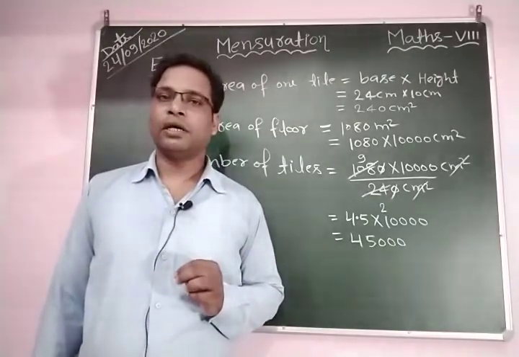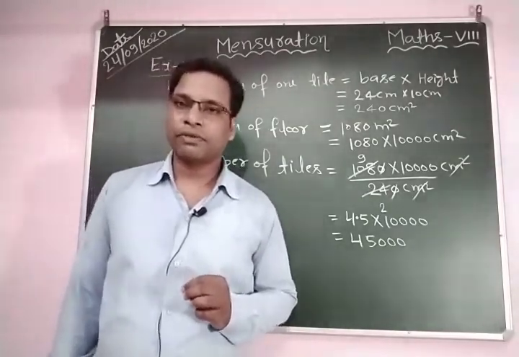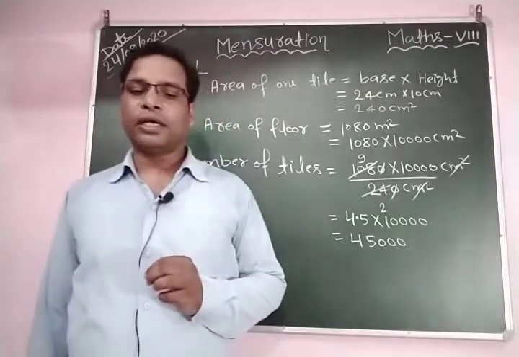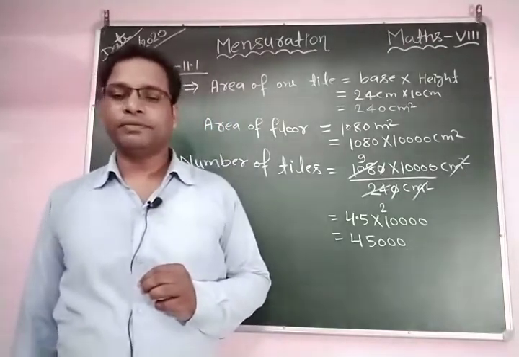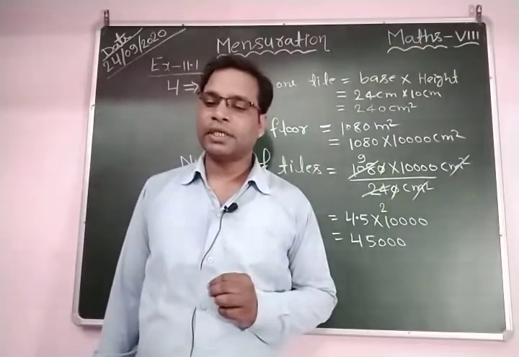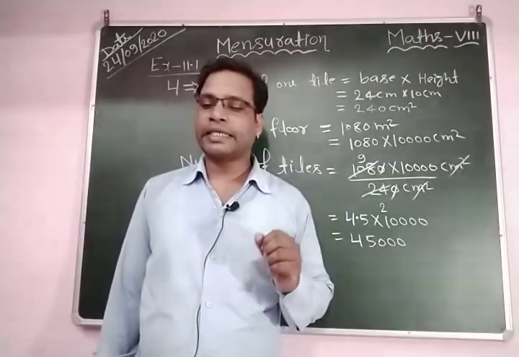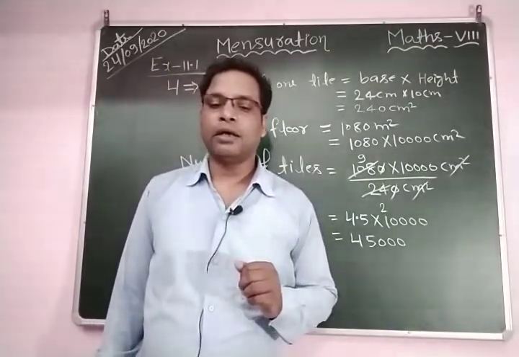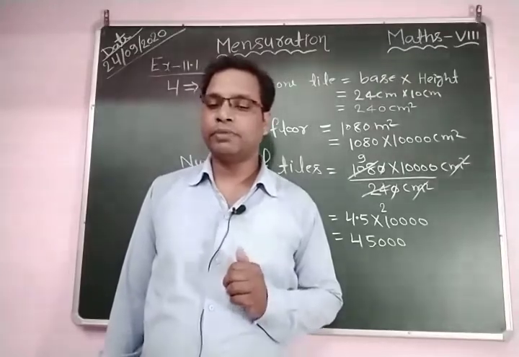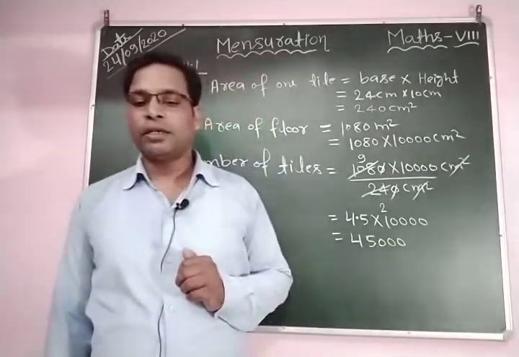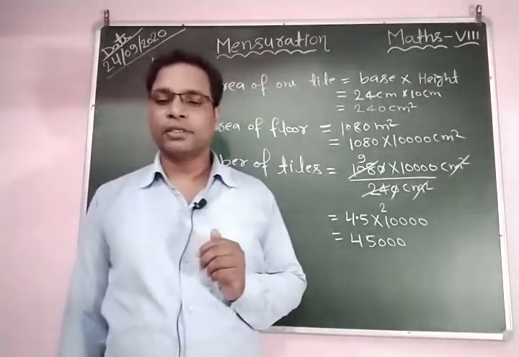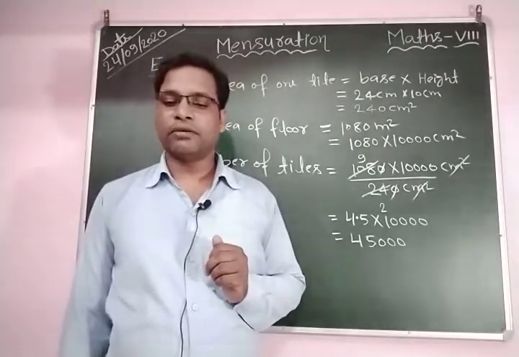Okay, so now we are going to discuss the next question. Question number 5. What is question number 5? An ant is moving around a few food pieces of different shapes scattered on the floor. For which food piece would the ant have to take a longer round?